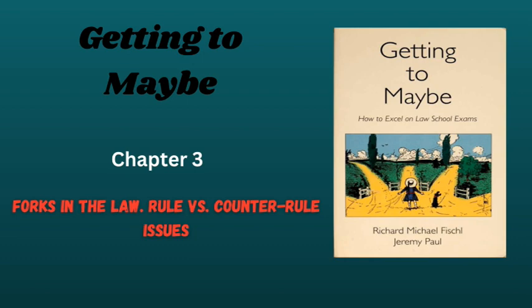In this chapter, we are going to focus on issues that present the first kind of fork. We'll call them rule vs. counter rule issues. We'll start by offering a map of the patterns in which issues of this sort appear, and then we'll explore some of the reasons that students don't recognize them as issues when they encounter them on an exam. A. Patterns to watch for.